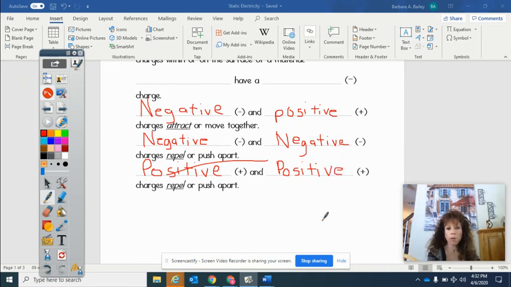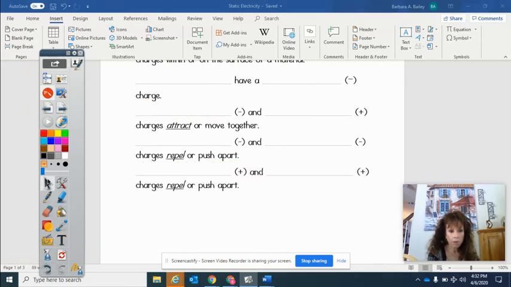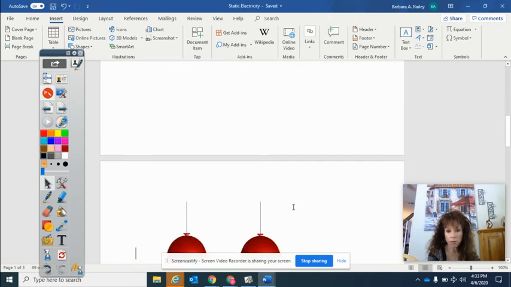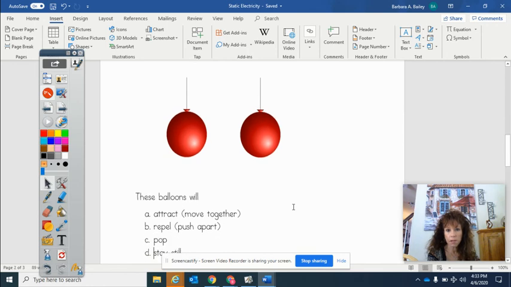Okay, so we filled in our blanks. Now I'm going to scroll down. I'm going to erase this. So if you're not done, just pause it and then you can catch back up when you're done writing. I'm going to erase this. I'm going to scroll down. And we've got some pictures, but because we've got two balloons, at this point we don't really know if they're negative or positive. We can't really tell. So I'm going to use a little bit fatter pen and use white so it'll show up.